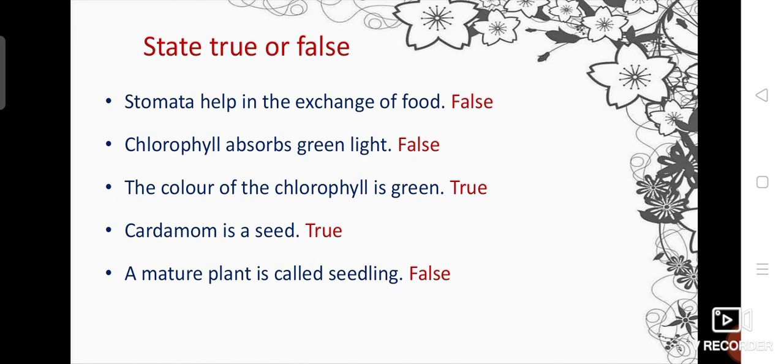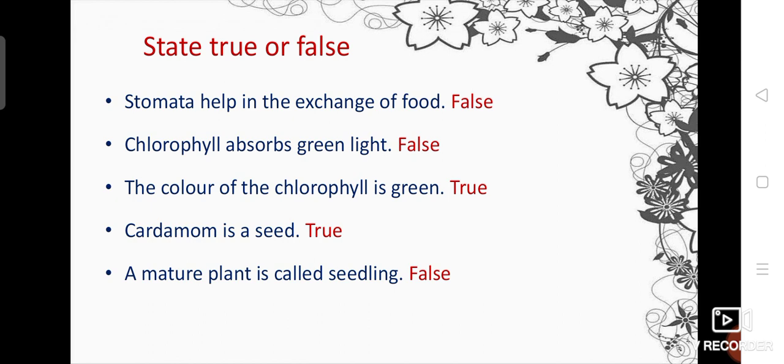Next one, chlorophyll absorbs green light. That is false. Chlorophyll is a pigment which represents green color by emitting the light. It will emit the light out. It won't absorb the green light. Okay, it is emitting the green light. That's why it is green in color. Leaves are green in color because of the pigment chlorophyll. That will emit the green light. So here absorbs is given, so it is false. The color of the chlorophyll is green.